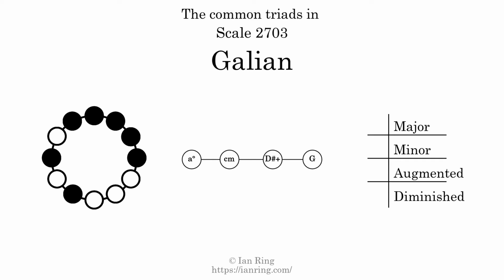Here are the common triads present in this scale. The diagram in the center is a graph of parsimonious voice leading between triads. There is one major triad. There is one minor triad. There is one augmented triad. There is one diminished triad. Here is a Hamiltonian path of parsimonious voice leading that uses all the triads.